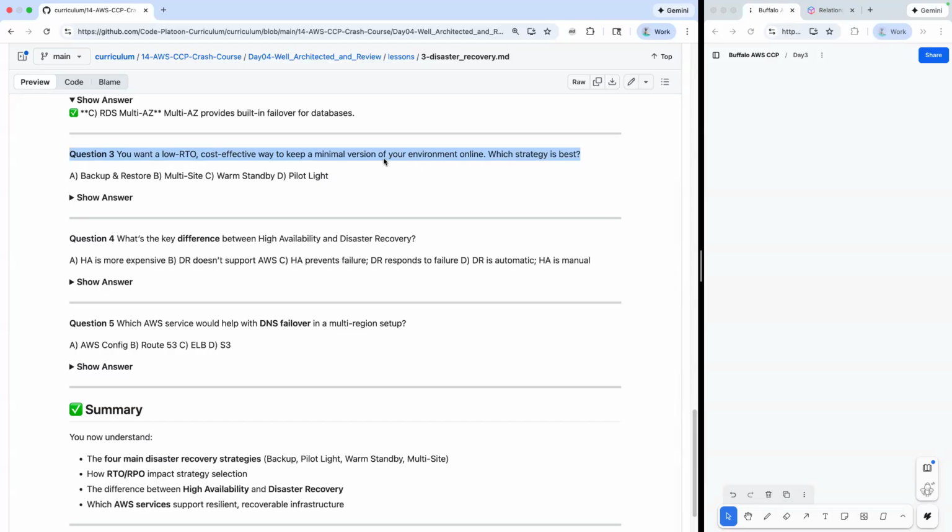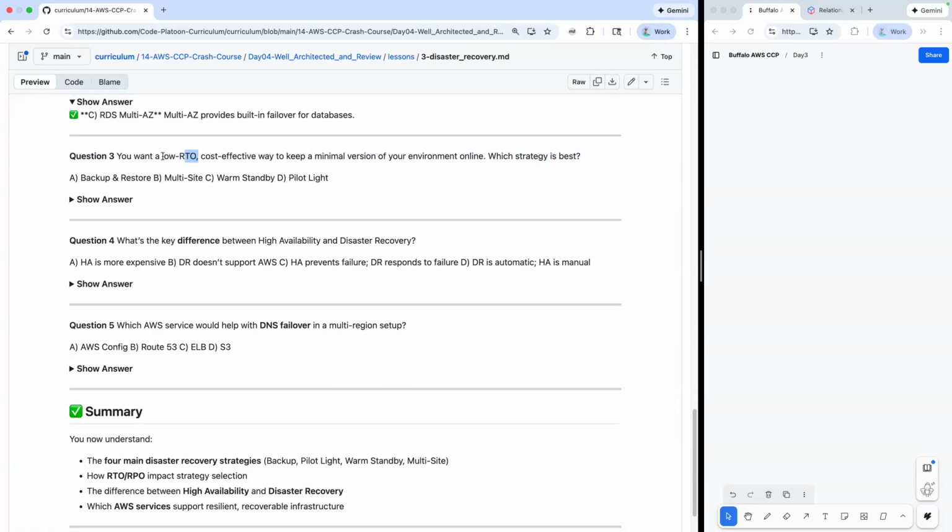No, they don't want the cheapest because they're telling us we want to be able to not lose a lot of data. Low RTO means we don't lose a lot of data when we recover, or RTO, I believe, is recovery time objective. We don't want to have to spend too long recovering, but I don't want to spend too much money. I want a minimal version of my environment online. So I want something better than the cheapest option. So it's not backup and restore, which is the cheapest.